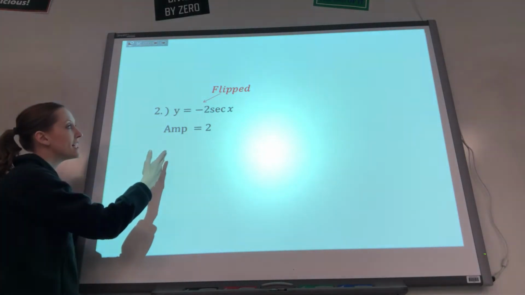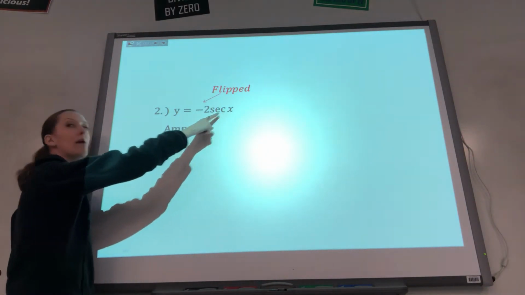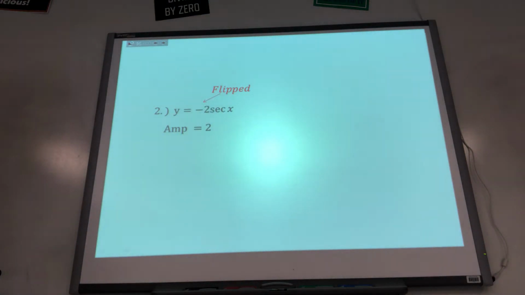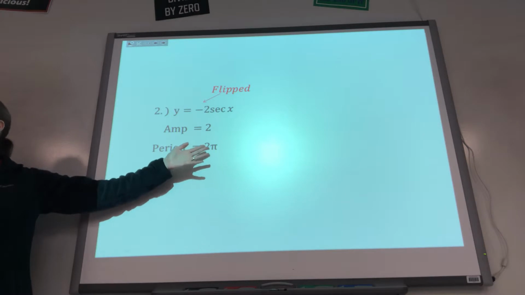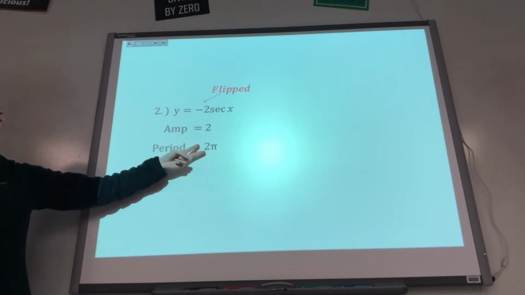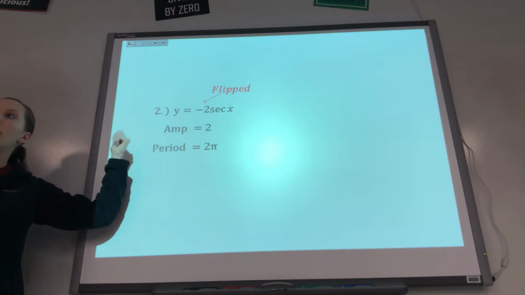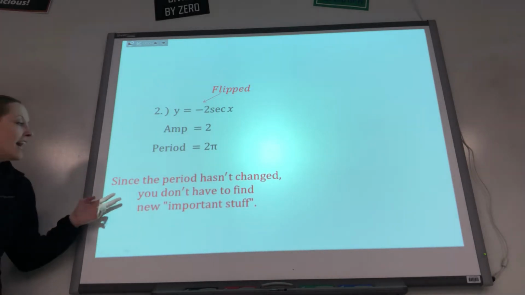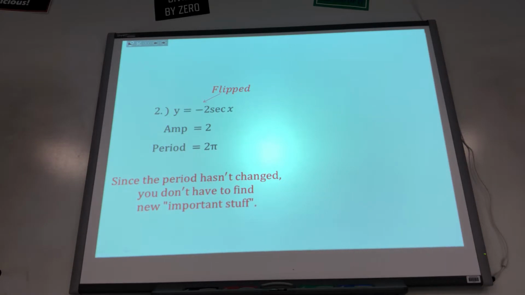To find the period, I have to take 2 pi divided by b. b is just like a 1 here, so 2 pi divided by 1 is just 2 pi. Now, is this any different than the period of the parent graph? No. So I wrote this down up here in case you want to put it like this in your notes. It says, since the period hasn't changed, you don't have to find new important stuff. You don't have to take all the old stuff and divide by b.